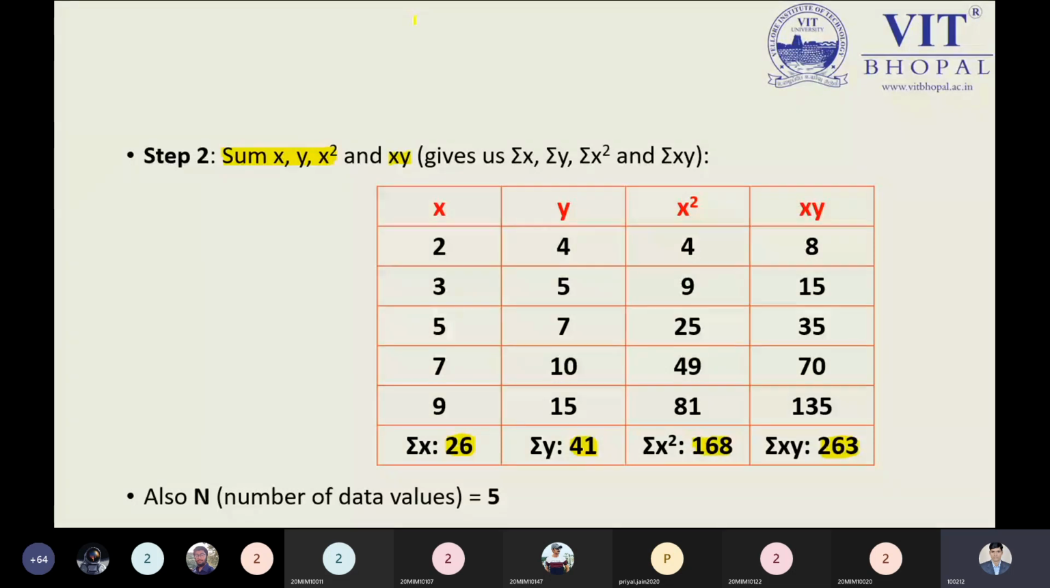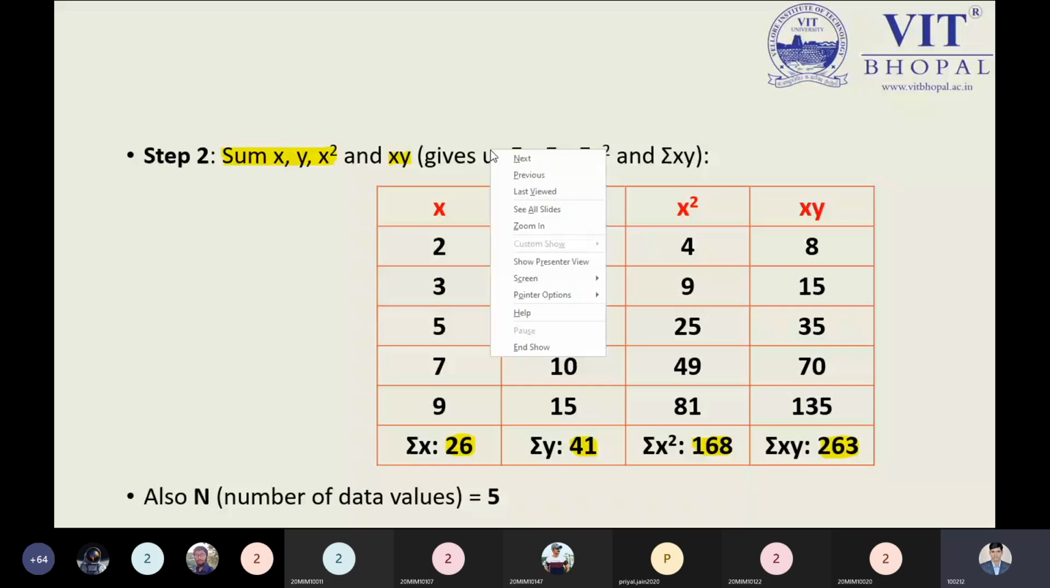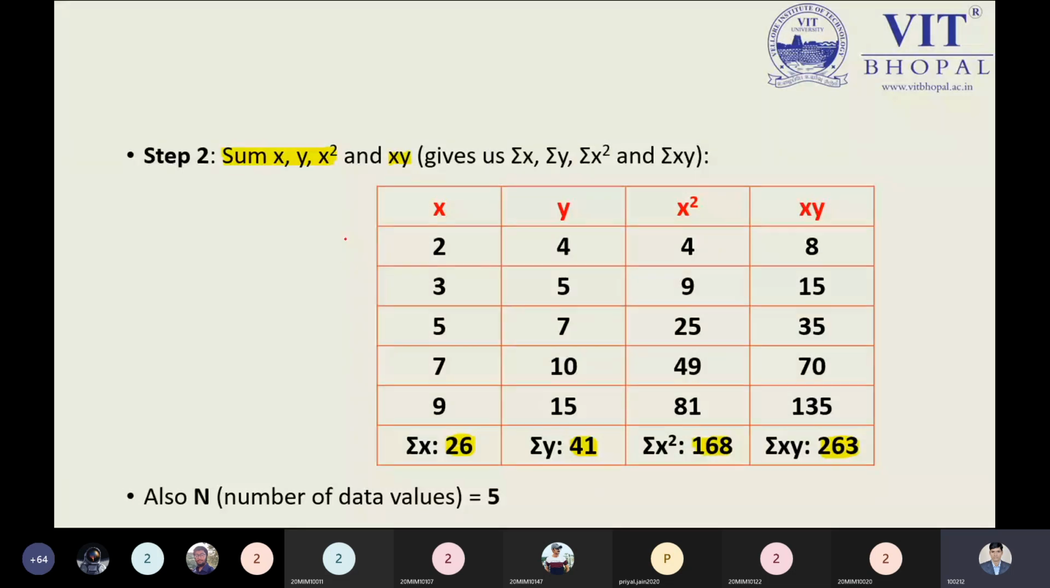So here you can observe how many data points we have. It is very simple, we have 1, 2, 3, 4 and 5. So the total number n, we can say we have 5. So here the number of data values will be 5. Now it is clear to all, right? This second step is clear.